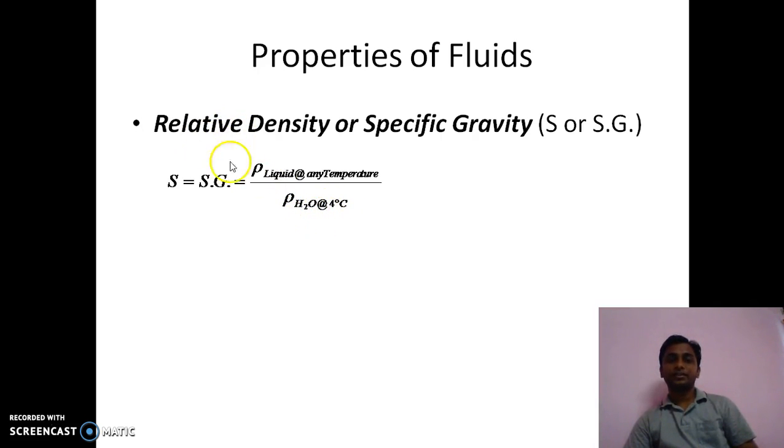Instead of defining the density of a liquid with respect to any liquid, we consider a standard liquid, which is water at 4 degrees Celsius. So every time you define the specific gravity of any liquid, you define it with respect to water density. The density of a liquid can be considered at any temperature, but for water it is considered at 4 degrees Celsius. So specific gravity is the ratio of the density of a liquid at any temperature to the density of water at 4 degrees Celsius. Now what are its units? As it is a ratio of two densities, it will not have any units, and definitely it will be a dimensionless quantity.